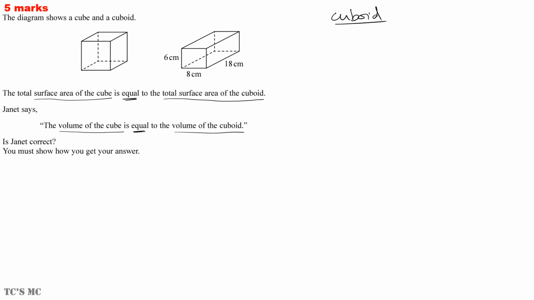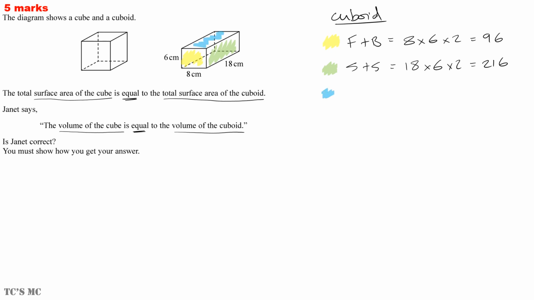For surface area, we need to work out the area of each face and then add it all up. So we have this front face. This front face is going to be the same as the back. That means we have 8 multiplied by 6 for one of them, and then multiplied by 2 for both of them, and that is 96. We also have this right-hand side over here, which would be the same as the left-hand side. So we've got the side and the other side, and that would be 18 multiplied by 6 multiplied by 2, and that is 216. We also have this top face.